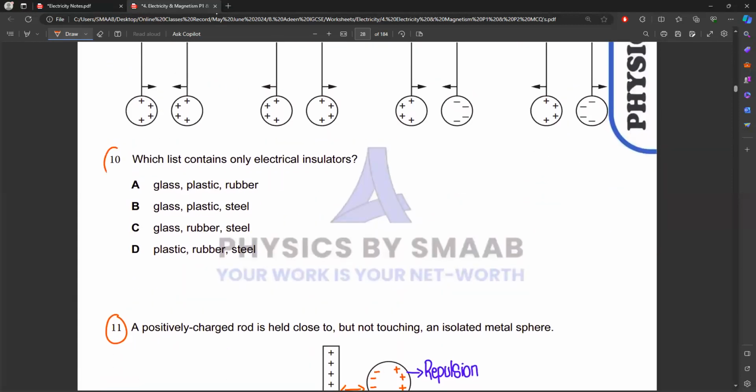Question number 10. A. You have to pick the list which only contains electrical insulators. So glass, plastic, rubber, all these are electrical insulators.